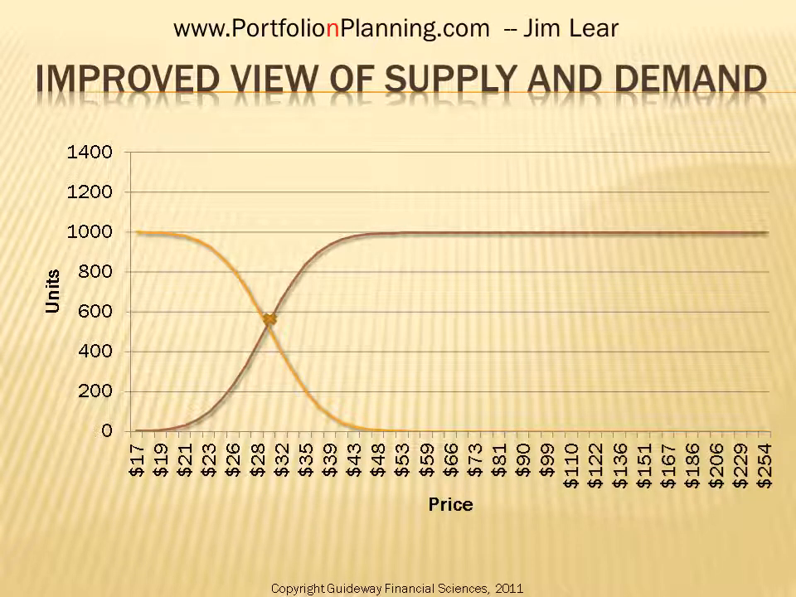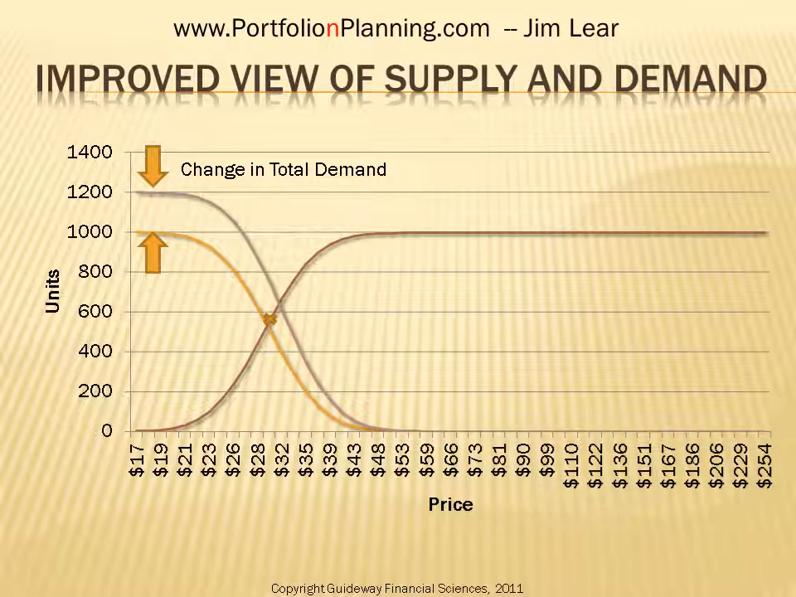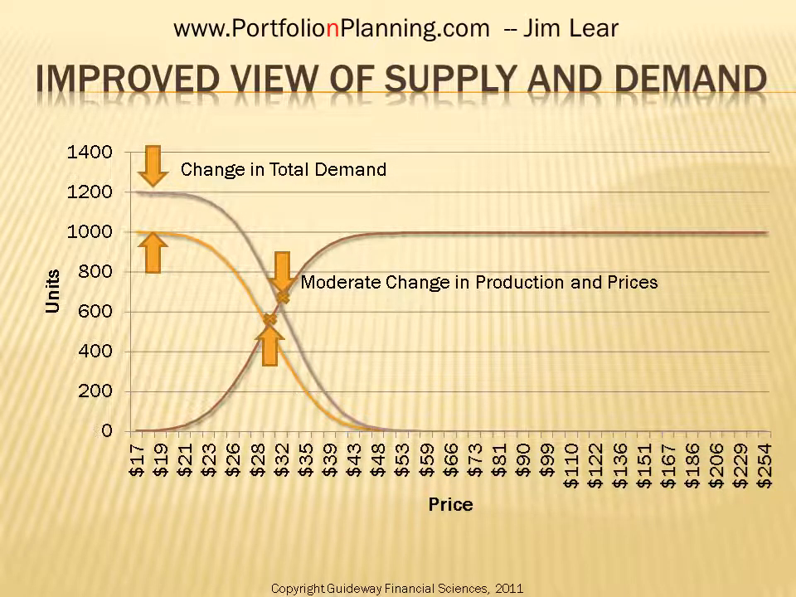If you overlap these curves in the fashion demonstrated here, it looks very similar to the traditional model. In the region of the intersection, the curves look like traditional straight line models. A change in total demand will cause a commensurate change in production and in price.